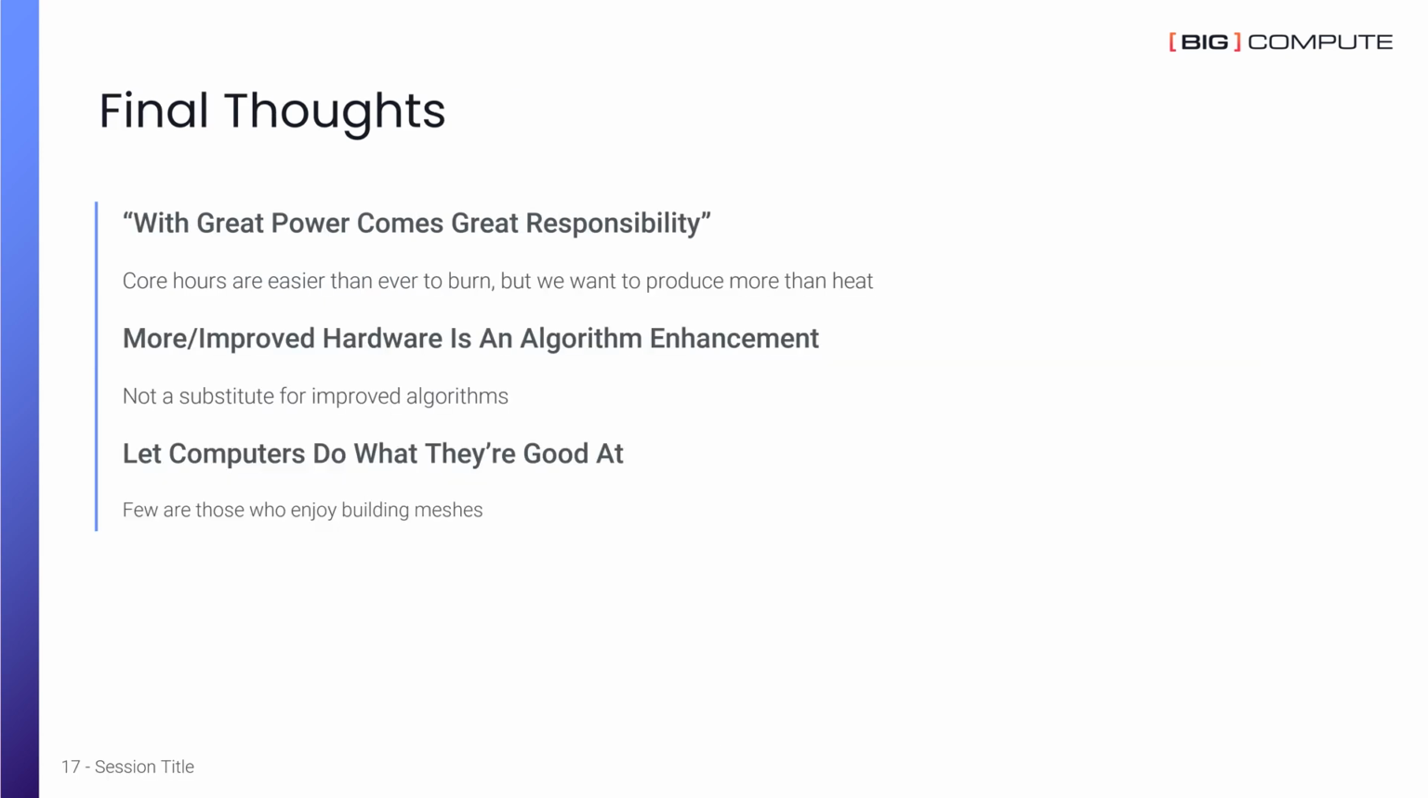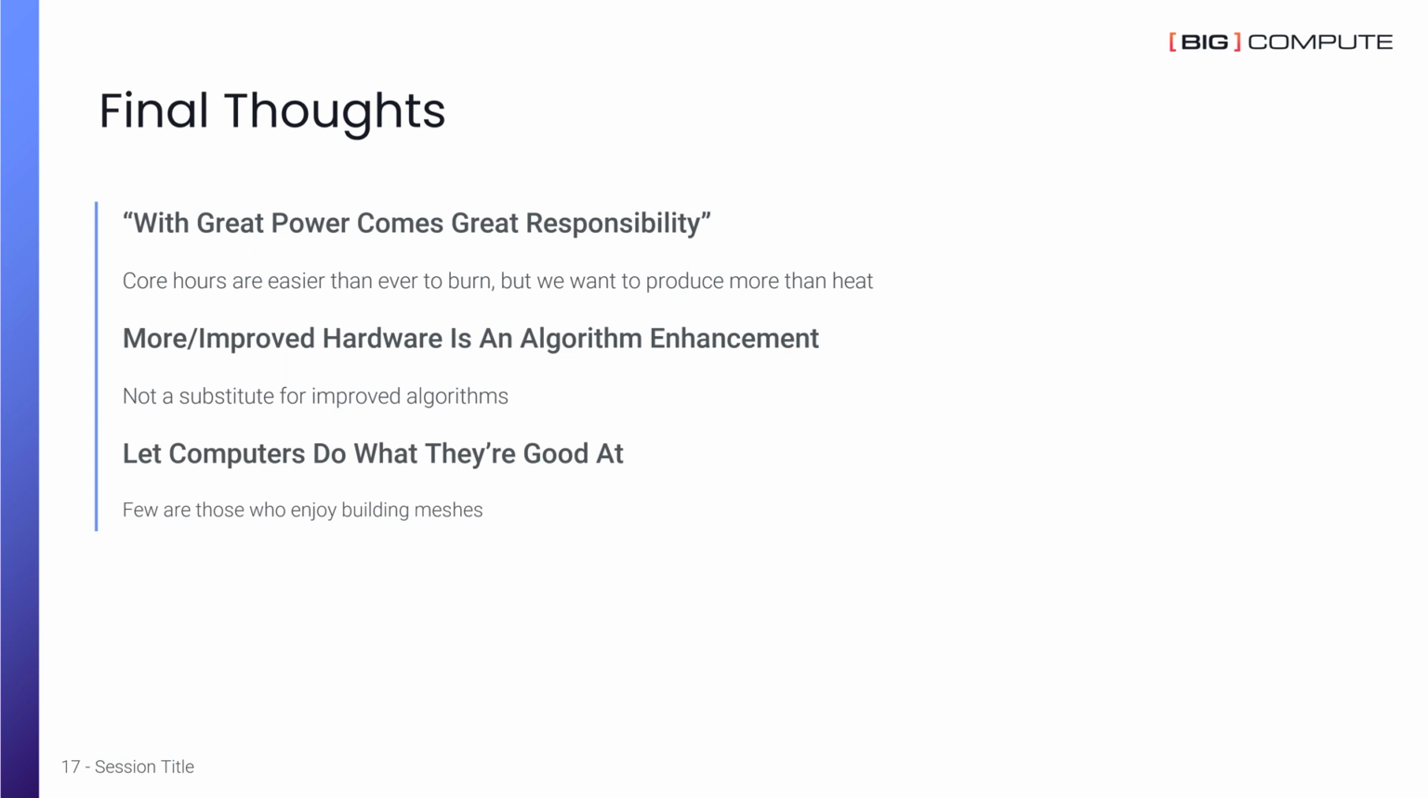All right, some final thoughts. With great power comes great responsibility, getting back to the Marvel universe I mentioned earlier. Core hours are easier than ever to burn, but we're hoping to produce more than heat. So we want to use those cores efficiently to get accurate simulation results. And more and improved hardware, while it enhances our algorithms, is not a substitute for improving our algorithms. There's a lot we can do algorithmically to reduce the computational expense.